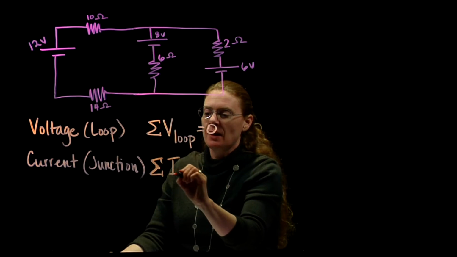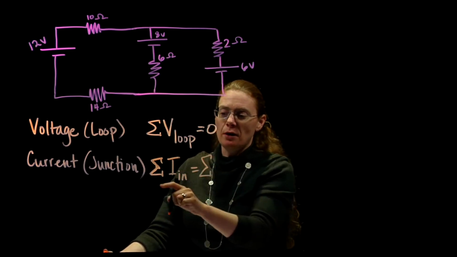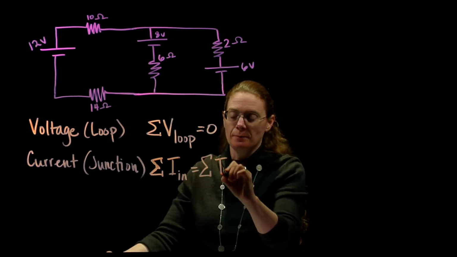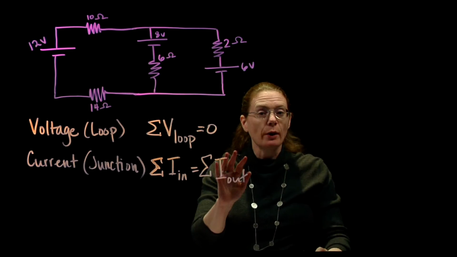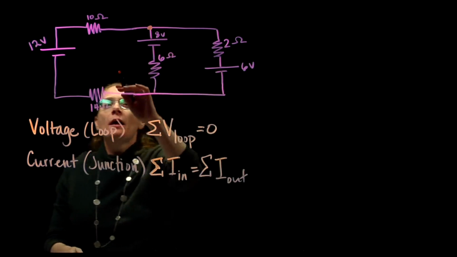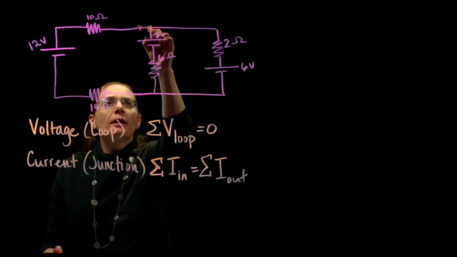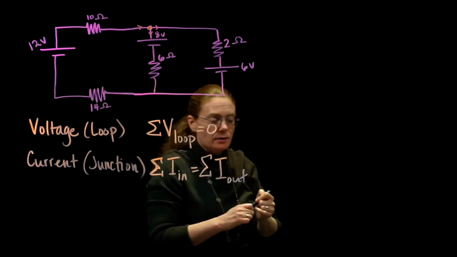The other law is the current law, or junction law, and we've seen this, but not in this formal mathematical sense. What the junction law says is that the sum of all the currents into a junction has to be equal to the sum of all the currents going out of that junction. So if we have a junction right here, and let's just say we have current going in, that means that the current coming out has to be equal.